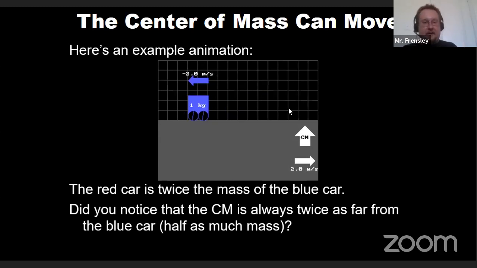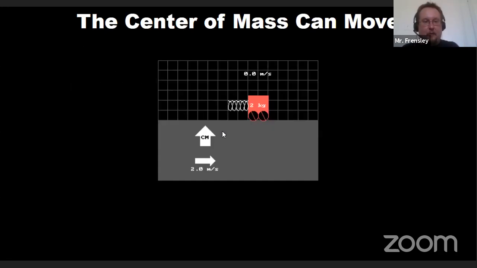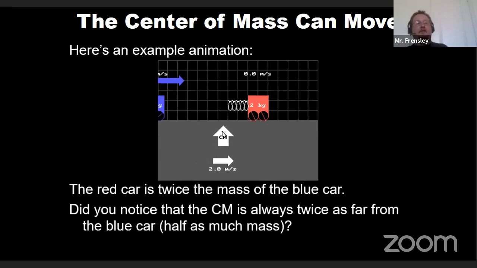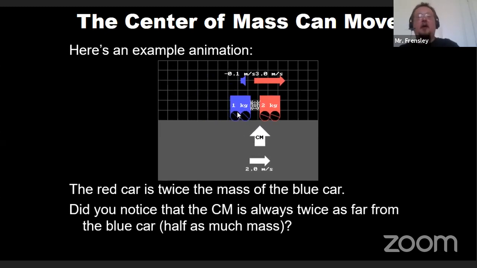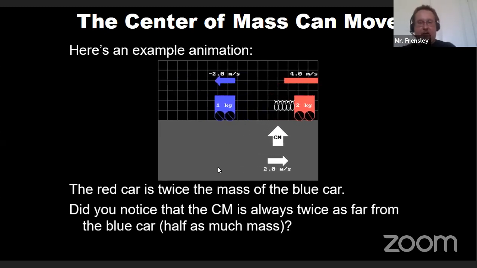So let's see it again. Is it going to repeat? Grr, it's not going to repeat. Why does this animation hate me? Okay, so what you'll see again is that the center mass is always twice as far from the blue car as it is from the red car, okay?